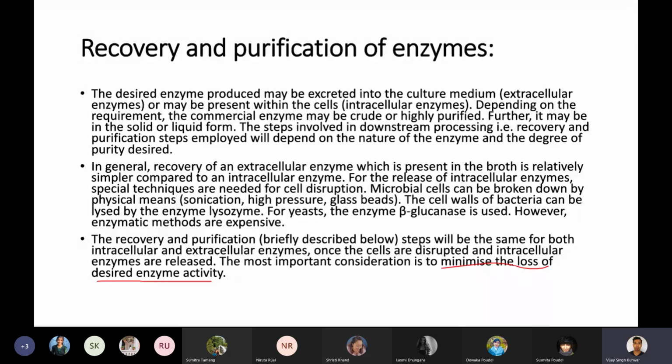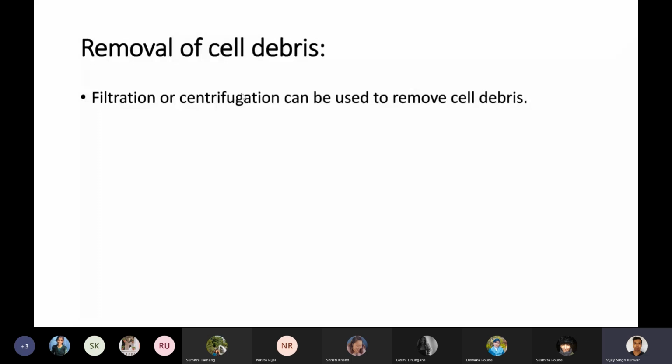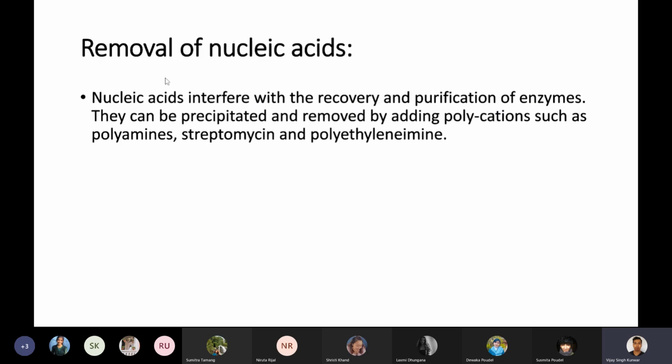And there is the removal of the cell debris. Centrifugation or filtration can be used to remove the cell debris. And there is the removal of the nucleic acids. These are also undesired components. Nucleic acids interfere with the recovery and the purification of enzymes. They can be precipitated and removed by adding polycations such as polyamines, streptomycin, and polyethylenimine. So all these chemicals can be used to precipitate and remove nucleic acids.